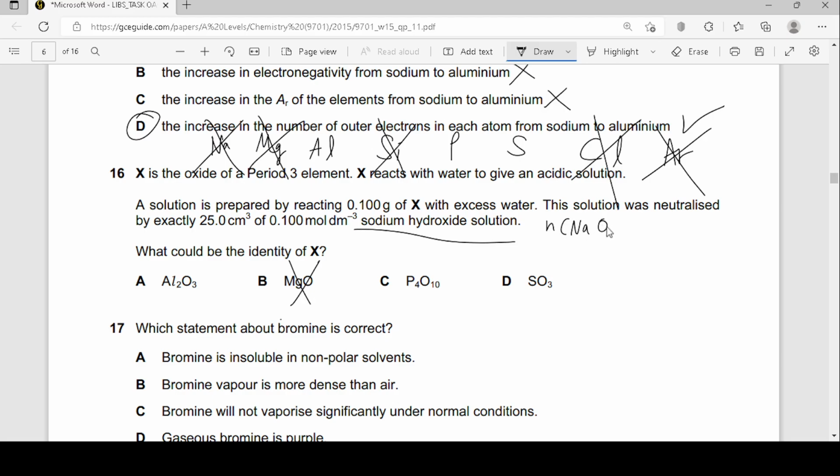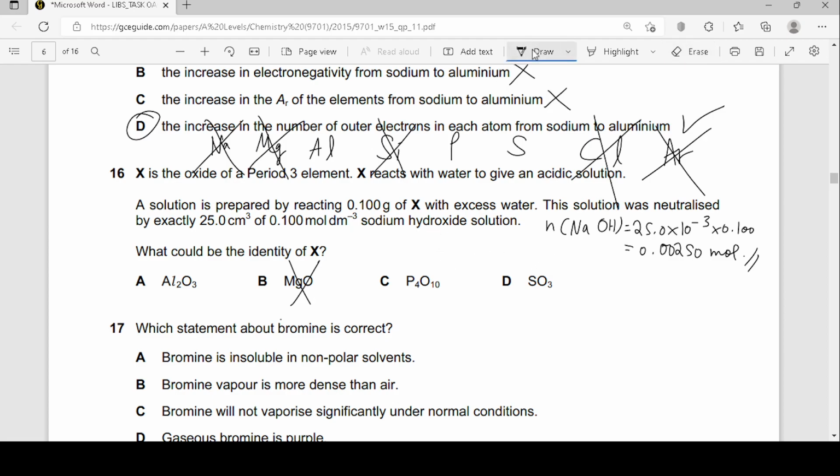So moles of NaOH equals CV. It will be 25.0, and to convert from cm3 to dm3 multiply by 10 to the power minus 3, times 0.100 mole per cubic decimeter. So that becomes 25 times 10 to the power minus 3 times 0.1. So that is 0.00250 moles of NaOH. Alright, so that's my first thing that I'm going to do.